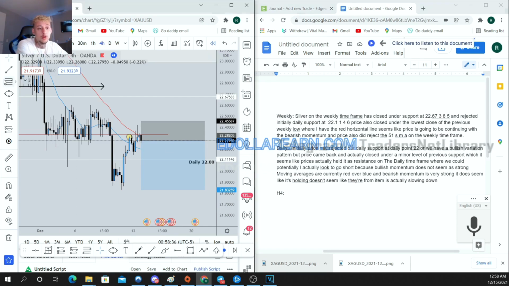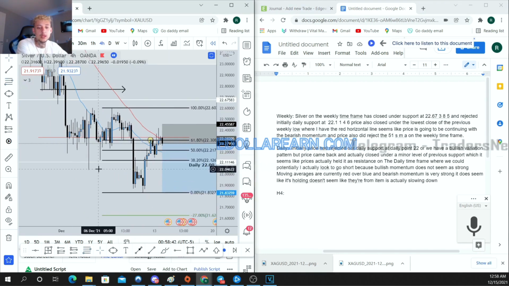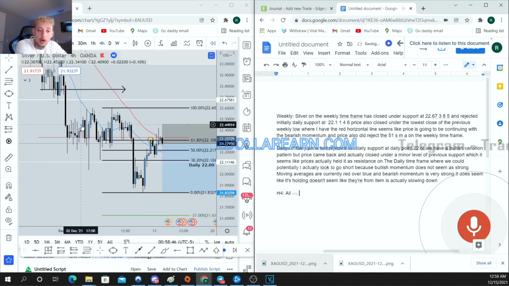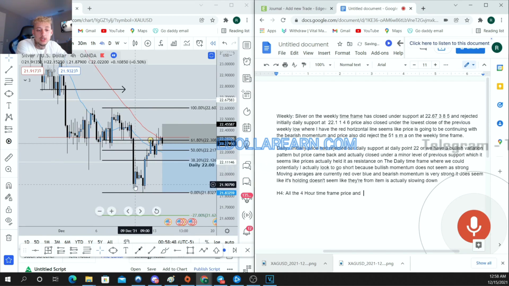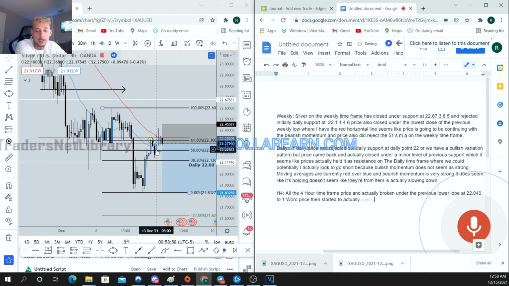But what we're going to do here on this 4-hour time frame is kind of just mark off our chart again. And on the 4 hour, we're simply going to actually speak about what we see, right? So on the 4-hour time frame, price had actually broken under the previous lower low at 22.04021, where price then started to actually pull back.